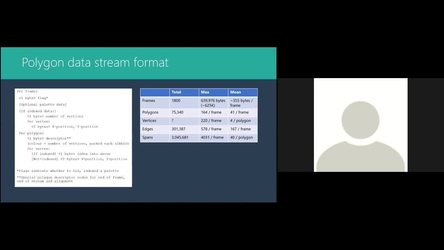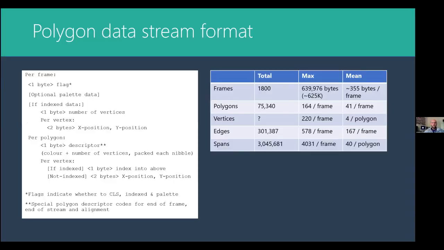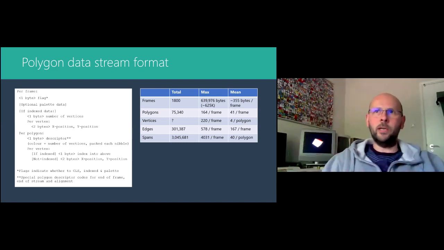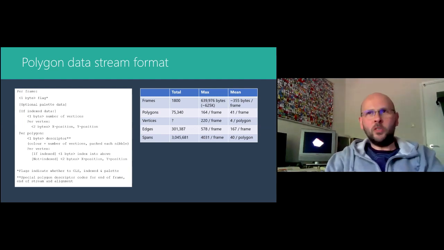And then spans, the number of horizontal lines that you would need to fill in those polygons. It turns out there are 3 million across the entire sequence. The average screen height of a polygon is 40 lines, so 40 spans per polygon. So there's quite a lot to do. But anyway, it's good to have the numbers.